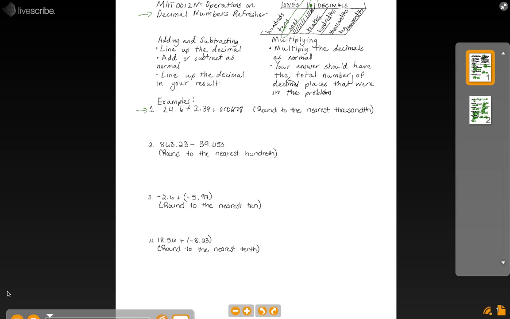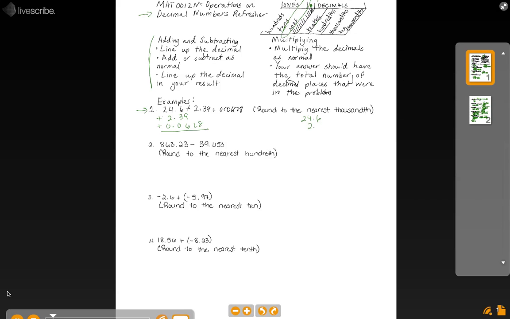Okay, so let's take a look at example number 1 first, which asks us to add these two decimals. So the directions for adding and subtracting are written out, but essentially what we're going to do is line up all the decimal points, and then add like normal. So my decimals here are 24.6. I'm going to add to that 2.39 plus 0.0678. Okay, and if you need to, you can add zeros. So actually, I'm going to move this over to the side.